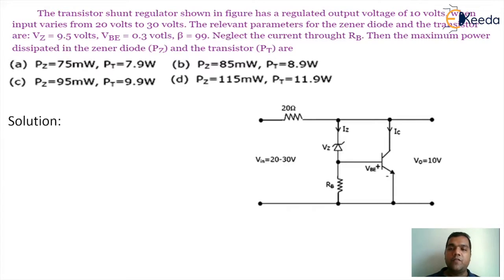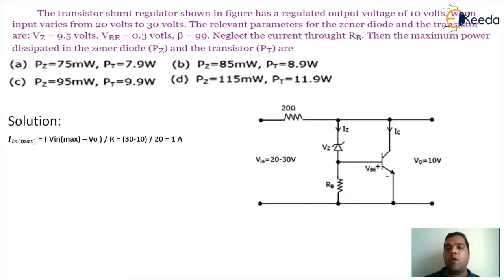For the solution, the first thing we need to understand is that the regulated output voltage is going to be 10 volt, the Zener drop is 9.5 and VBE is 0.3. The first thing is we will find the value of maximum current that can be given from the source. For this we are given input lower value as 20 volt and higher value as 30 volt. We will take the value of V in max as 30 volt.